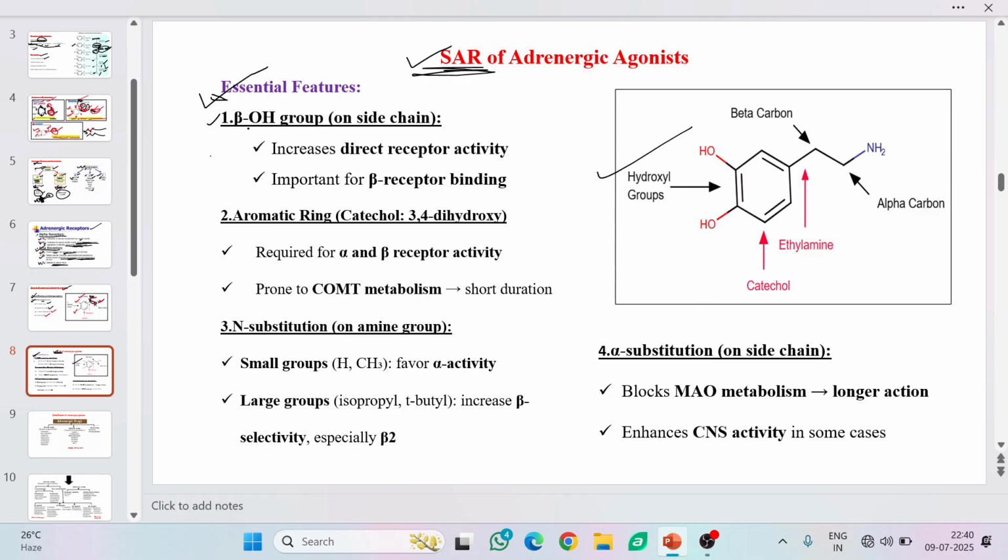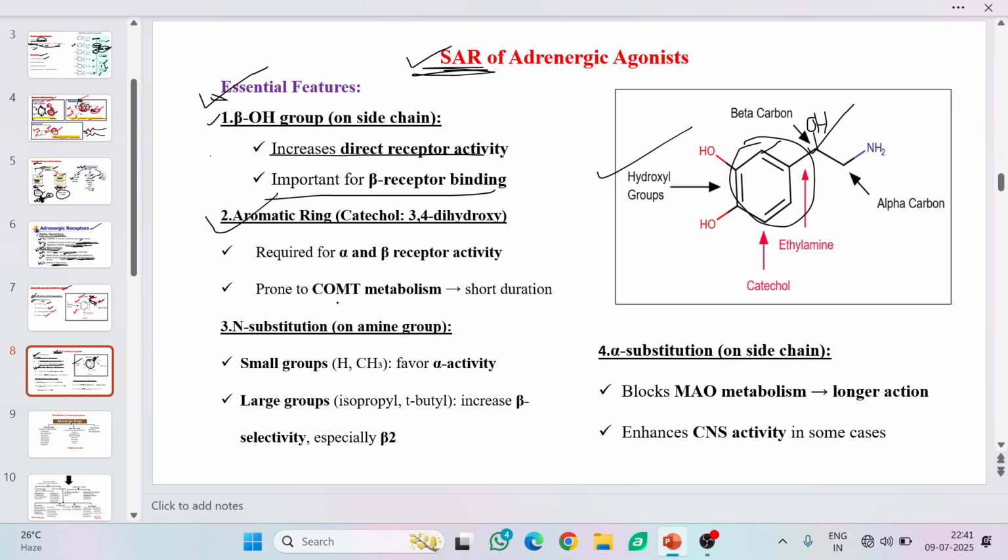First is the beta hydroxy group on the side chain. The hydroxy group at this beta carbon is important because it increases direct receptor activity. It is important for beta receptor binding. So this is the main function of this hydroxy group. Then the aromatic ring is also important because it is required for alpha and beta receptor activity. It is prone to COMT metabolism.